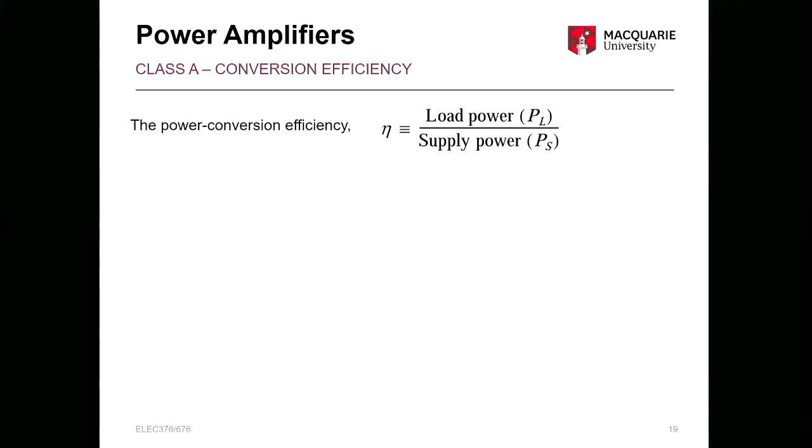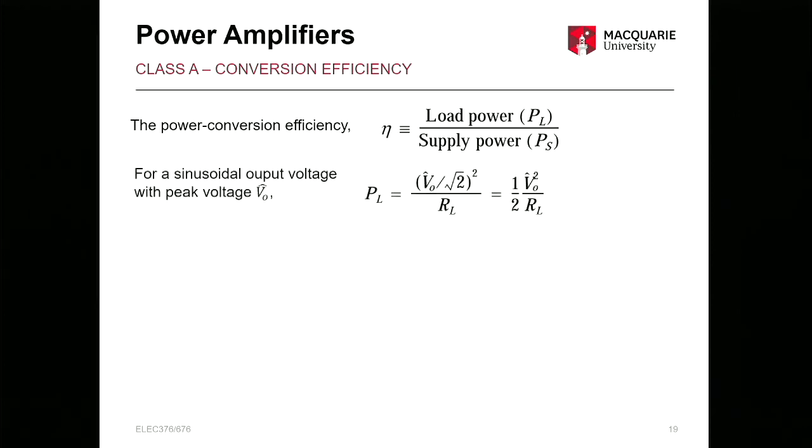So power conversion efficiency, of course, is a figure of merit for any amplifier, and typically you're going to want the efficiency to be high. That's just defined as your load power divided by your supply power, so the power delivered to the load divided by the overall supply power. For power amps, this is always worked out using a sinusoidal output voltage, because we're typically looking at AC in a power amp. So we can define that here with our V out hat. That's the peak voltage of our sinusoid.